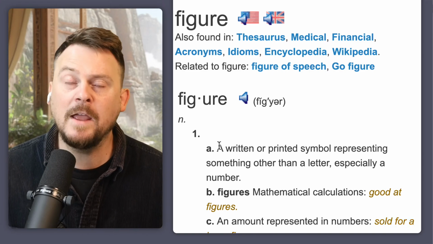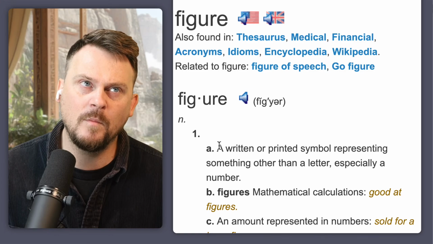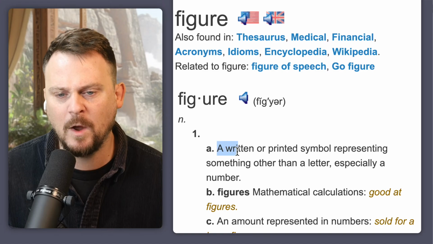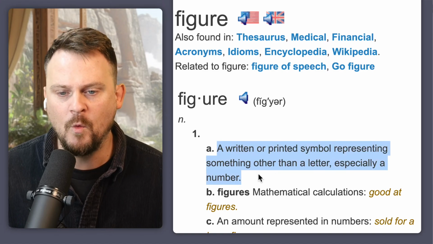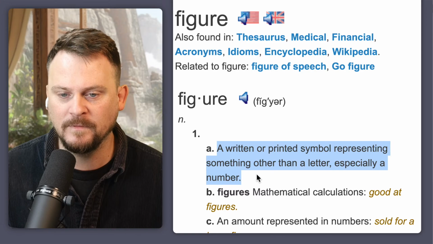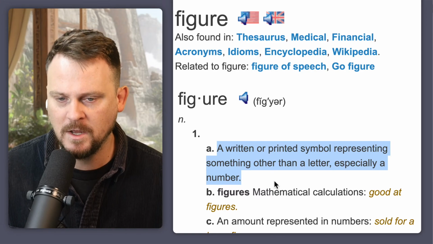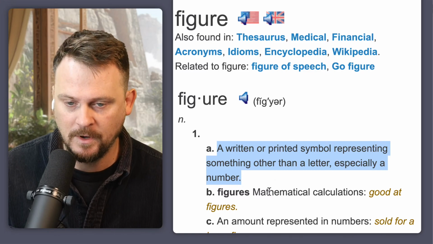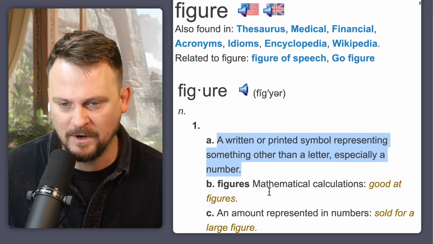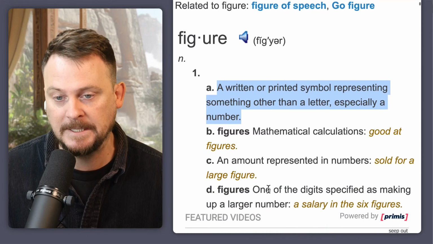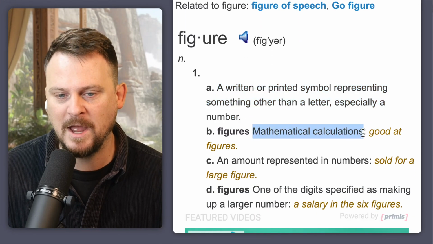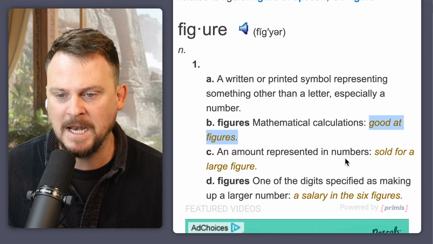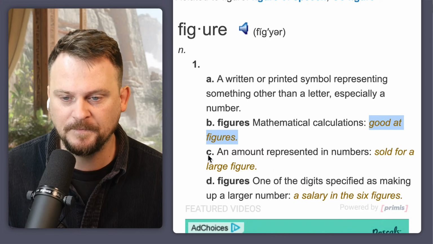Okay, and I find that the definitions are written in a somewhat clear way. A written or printed symbol representing something other than a letter, especially a number. Okay, a written or printed symbol. So it could be a number, any number, or something that's not a letter. Okay. Figures, mathematical calculations. Good at figures. Okay, so good at math would be good at figures. And it gives the examples right after, which I like.